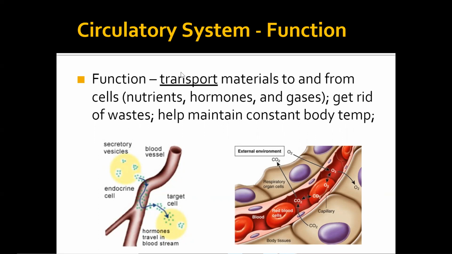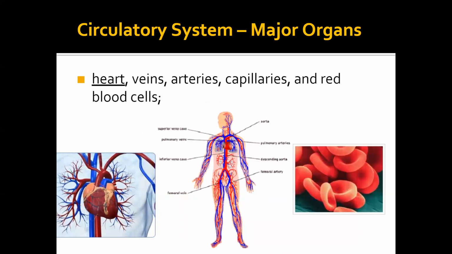So as soon as oxygen is dropped off at a cell, carbon dioxide, a waste product, is picked up and dropped off back at the lungs. The circulatory system also is going to help maintain a constant body temperature. Our major organs of our circulatory system are heart, veins, arteries, capillaries, and red blood cells.